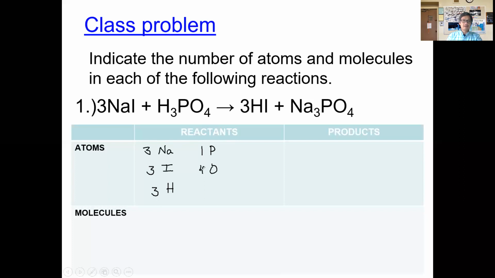So let's add up all the atoms here and see how much we have. We have 9, 10, we have 14 total atoms. We have a total of 14 atoms to start out with. So those are our reactants.